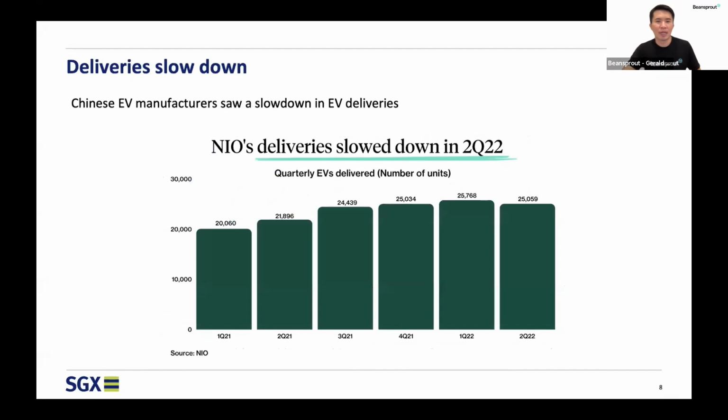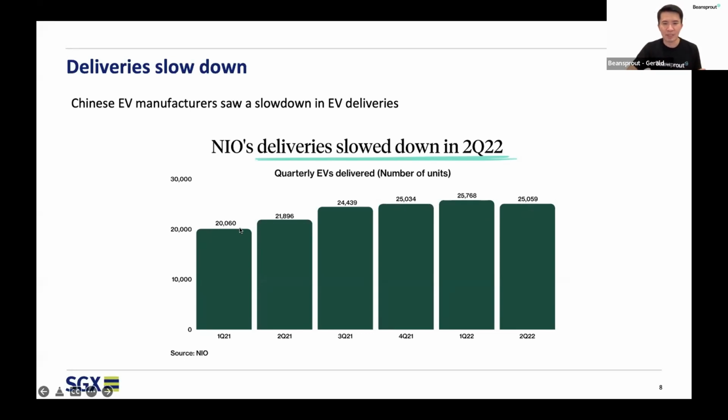So first and foremost, what we track would be electric vehicle deliveries. We use NIO as an example here because it is one of the largest listed Chinese EV makers. What we see quite clearly is that since the second quarter of this year, the number of electric vehicles delivered have actually slowed down. Whether we compare to, say, the first quarter, the signs of a slowdown are very evident.